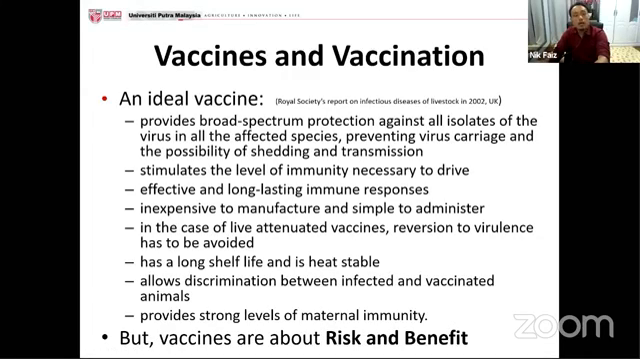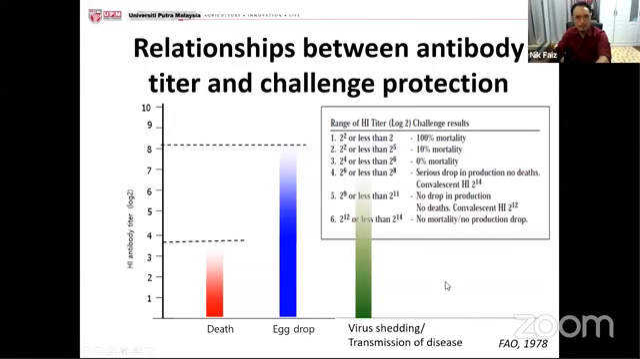But please remember also, vaccines are all about risk and benefit. It's about balance between risk and the benefit. We try to produce all this, but we try to reduce the risk and balance it with the benefit we gain with a lot of diseases. I will continue further with the vaccine.